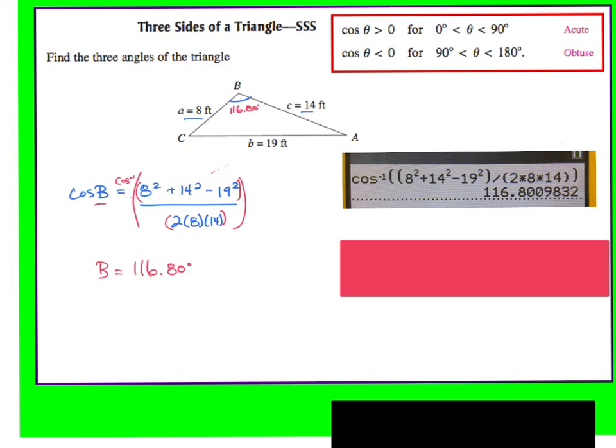Now, once we have that one, we could use law of cosines again. However, you don't need to. What could we use now? We could use law of sines. So let's go ahead and solve for angle A using law of sines. So I would have sine of A over 8 is equal to sine of B over 19. And then I would multiply by 8, and then I would arc sine all of that.